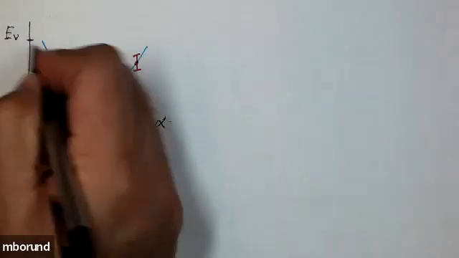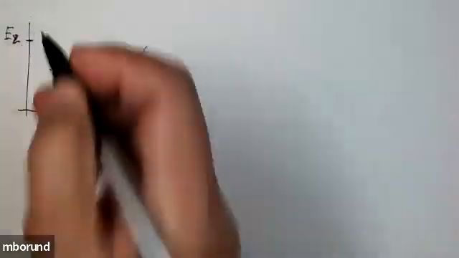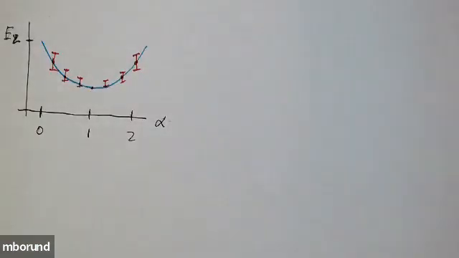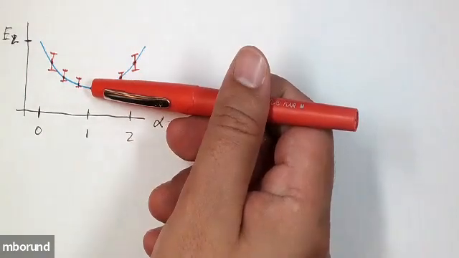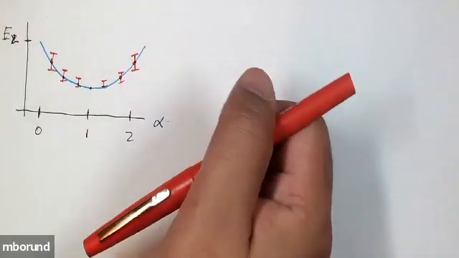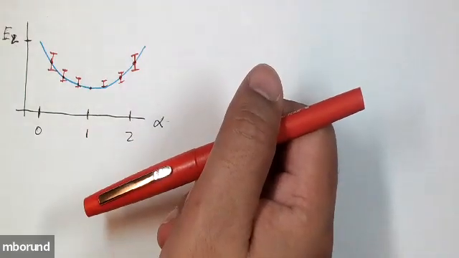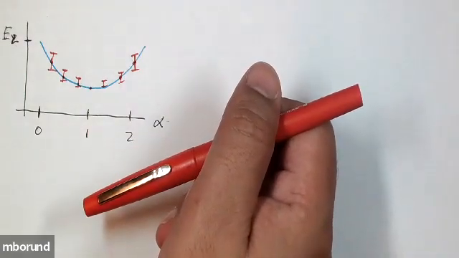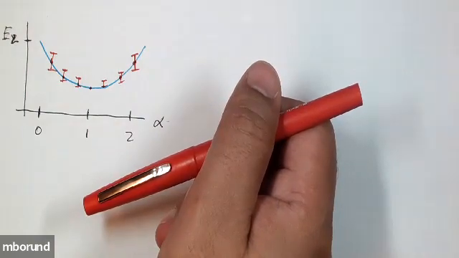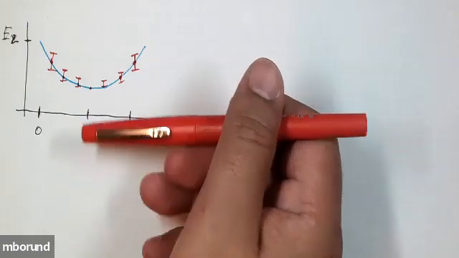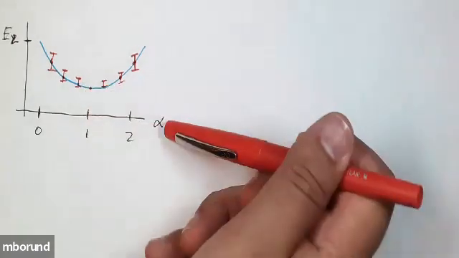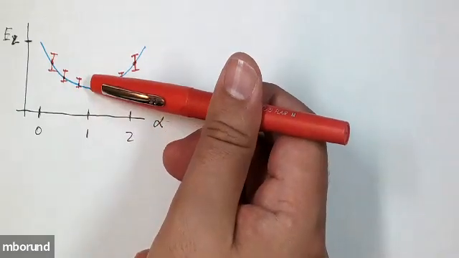I guess this is EL right here, not variation. No, wait, I might be wrong. Okay, it's one of the two, right? But basically there's no variation here because you're at the right point. So there's no error in energy. And you know that the trial wave function with alpha equal to 1 is the best one.